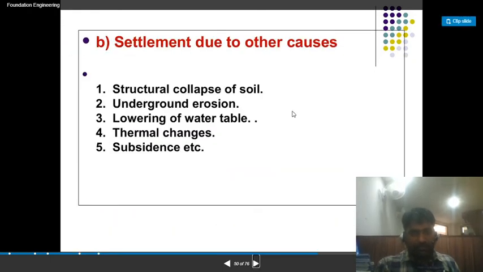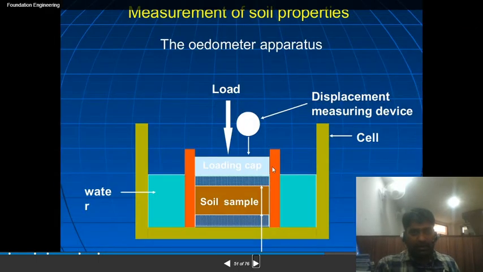Settlement due to other causes: the structural collapse of the soil, underground erosion, lowering of the water table, thermal changes, subsidence, etc. Measurement of the soil properties, the oedometer apparatus. You all might have seen this apparatus during the consolidation test in the laboratory also.